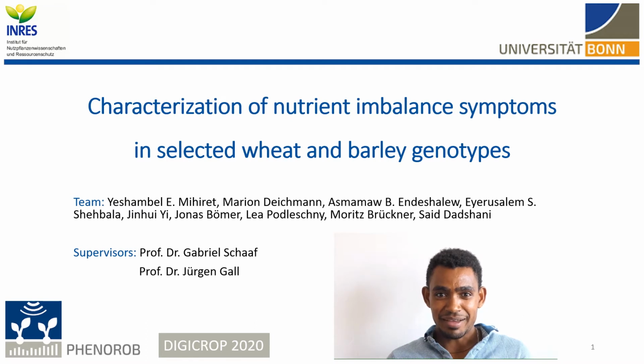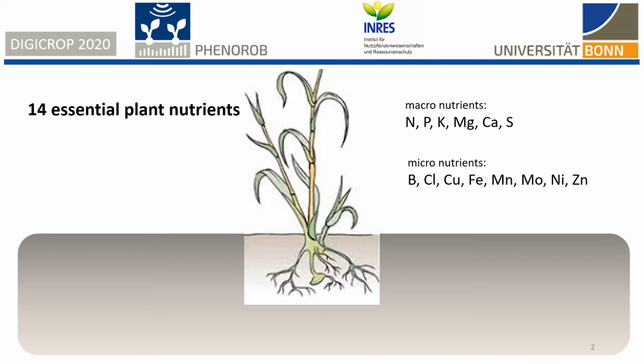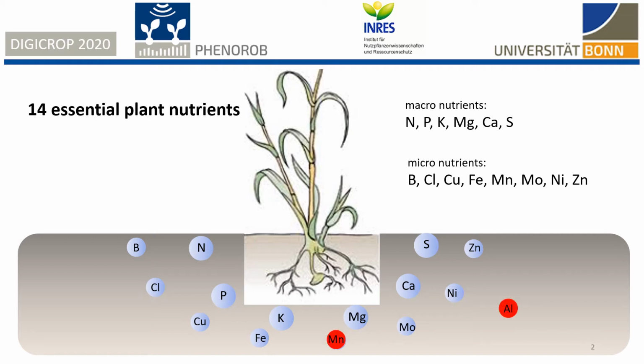Hello everybody, I'm Ishamel. In this video, we are going to present to you our ongoing work about characterization of nutrient imbalance symptoms in selected wheat and barley genotypes. Plants need 14 essential nutrients, 6 macro and 8 micronutrients. Nutrient deficiencies may cause high yield losses in agriculture, and at the same time, too high concentrations of distinct elements in the soil even may have a toxic effect on the plant.